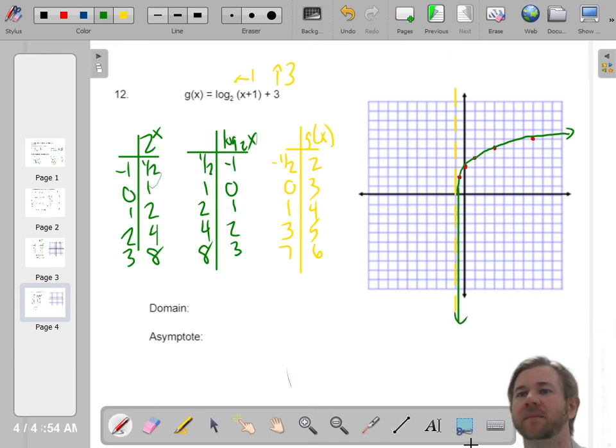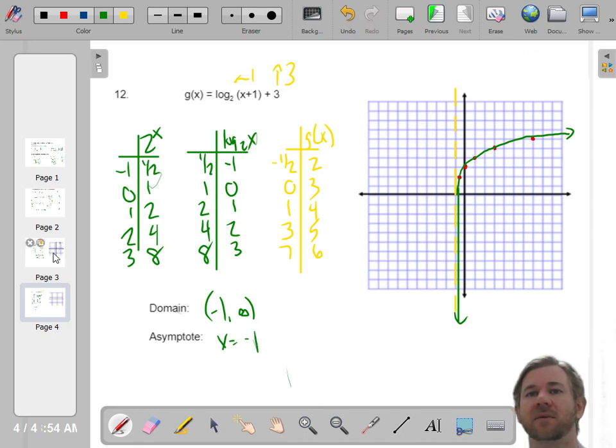Okay, good. So the domain for logs is restricted. It's the horizontal shift, which is negative 1 to infinity. So negative 1 is the smallest x, and it goes forever to the right. The asymptote is at x equals negative 1.